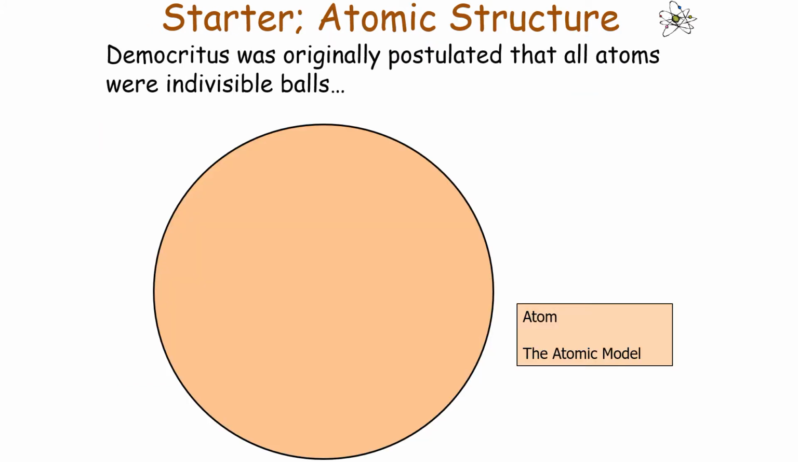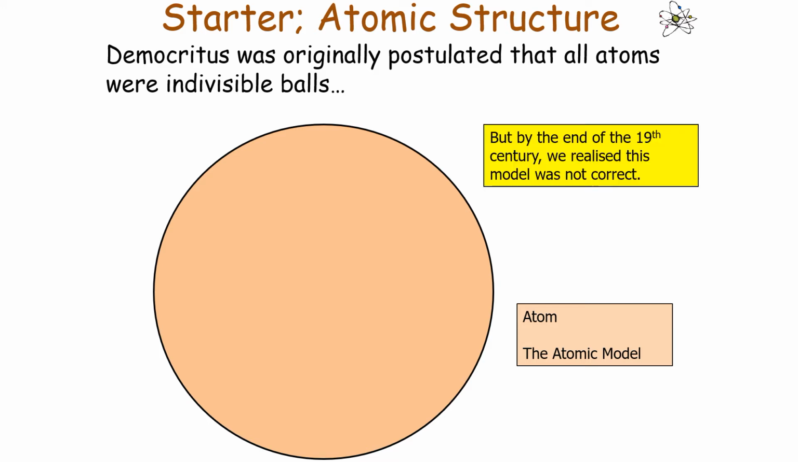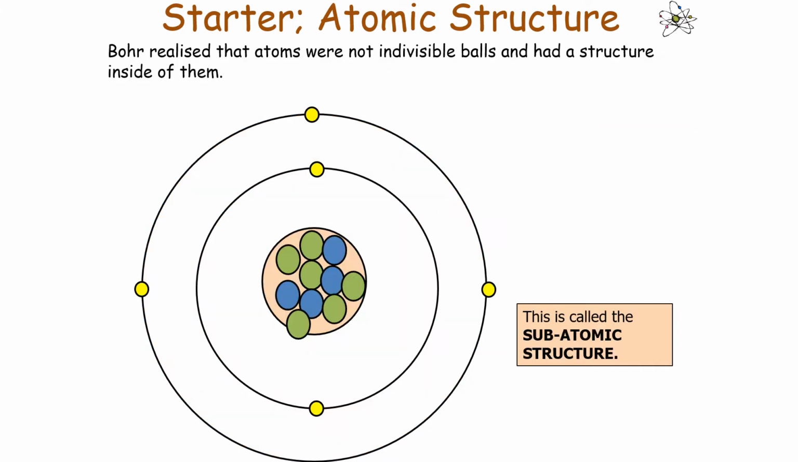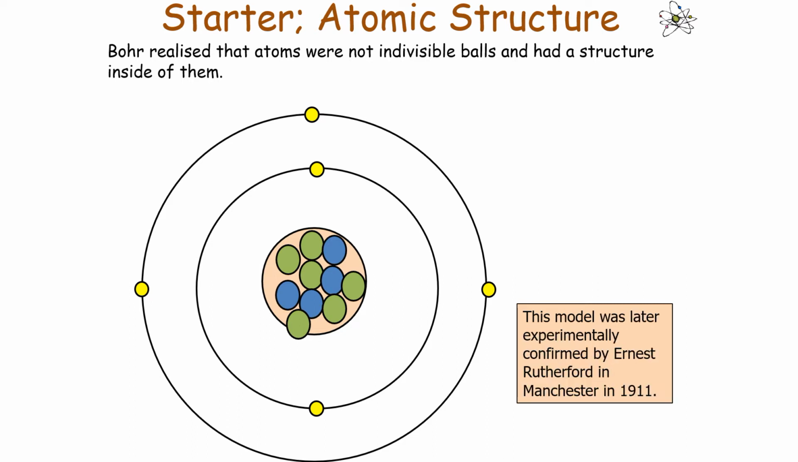Well, Democritus originally postulated that all atoms were indivisible balls, but by the end of the 19th century we realised this model was not correct. Bohr realised that atoms were not indivisible balls, but there was a structure inside of them, which we call the subatomic structure. Now the model was later experimentally confirmed by Ernest Rutherford in Manchester in 1911, in an experiment which was called the Rutherford scattering experiment.